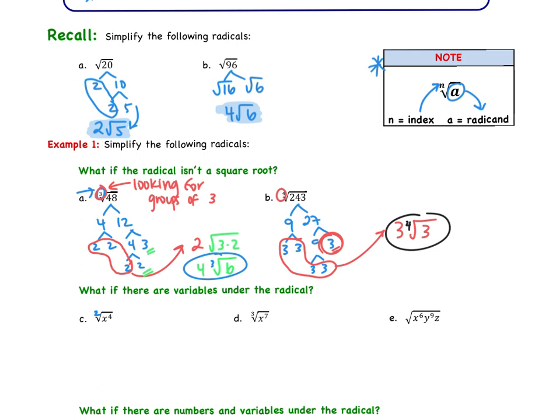So I'm going to show you a few different ways of approaching these problems. With x to the fourth, I'm going to write out what that means. X to the fourth means I have 4 different x's. If I'm looking at a square root, so an index of 2, it means that I need pairs. So I have a pair here, and I have a pair here. 1 x comes outside the root from the first pair, 1 x from the second pair, nothing's left over. So I get x squared.